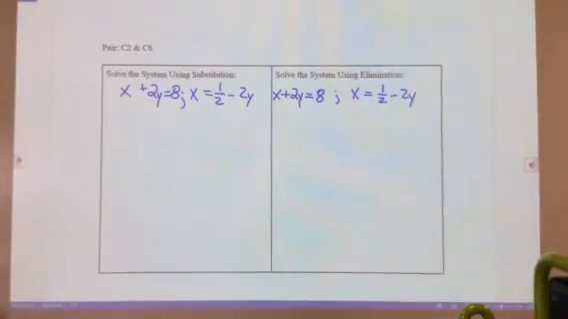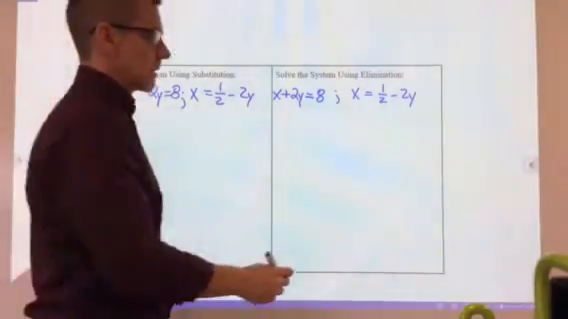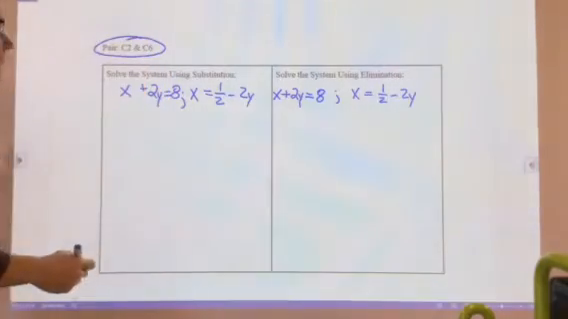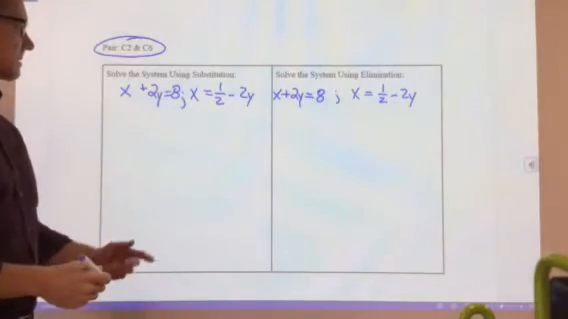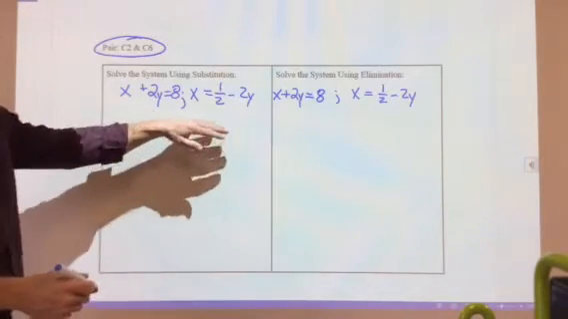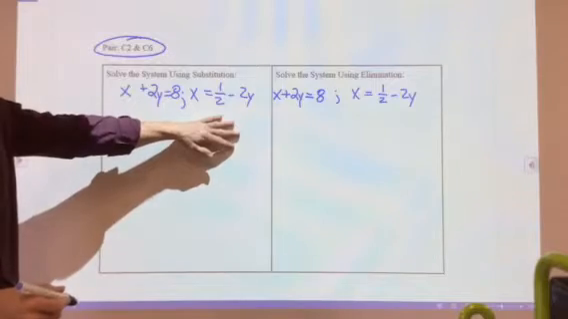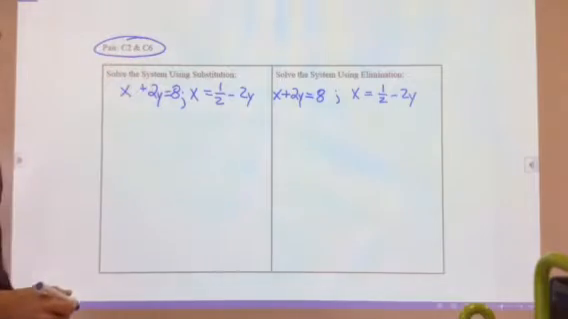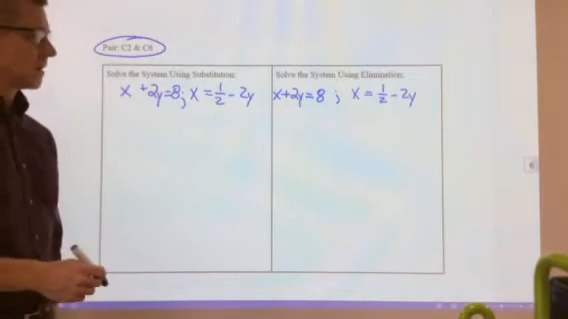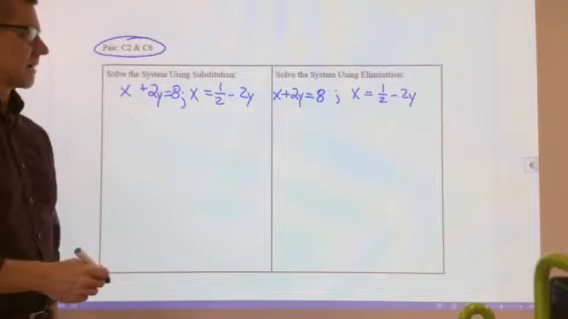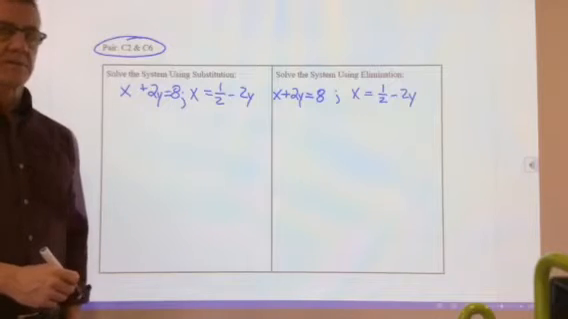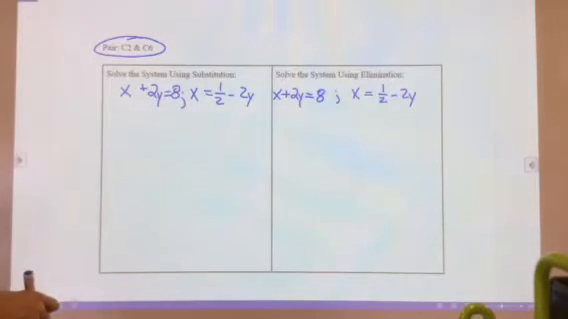Okay, here's the next step in this project. You'll notice I've taken one of the pairs that we're working on, C2 and C6, forms a system of equations, and that system is made up of x plus 2y equals 8 and x equals 1/2 minus 2y. And what we're going to do with this document, and there's one of these tables for every possible pair, is we are going to support what we have on our poster using the algebraic methods of substitution and elimination to define the nature of the system. So I'm going to run through this example.